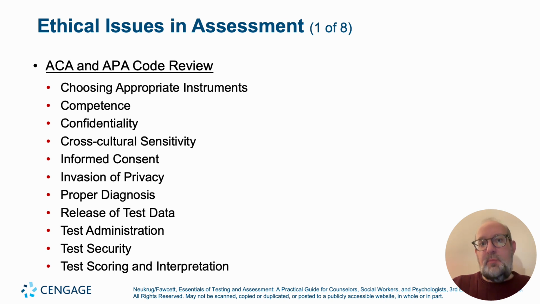The ethical codes of our professional associations really provide us with the guidelines on how to respond in certain situations. We immediately turn to ACA, the American Counseling Association, and APA, the American Psychological Association. Many of the issues that are outlined cover these topics, as noted on the slide and in the text.